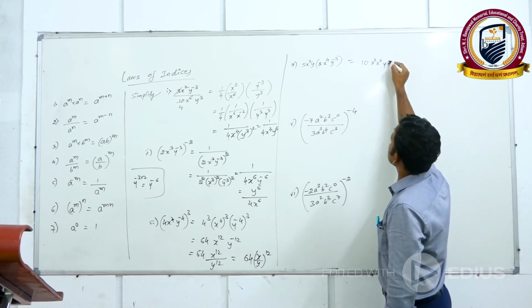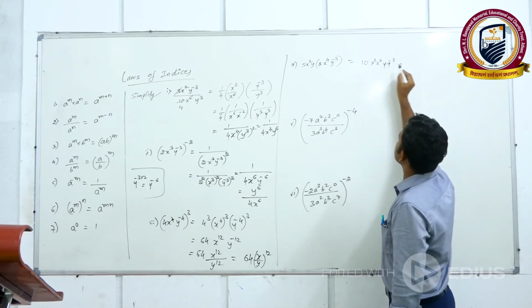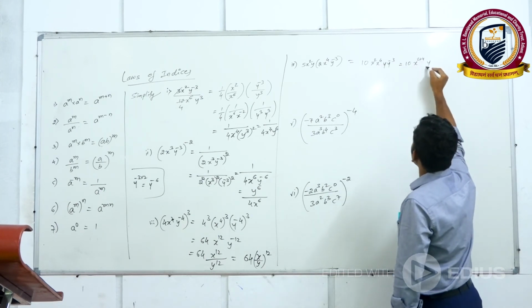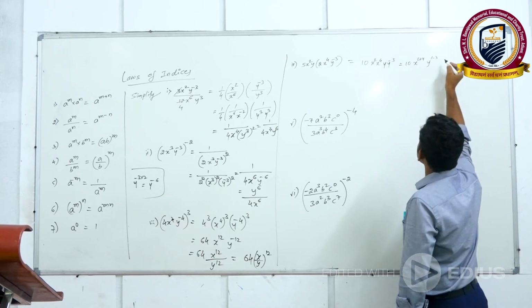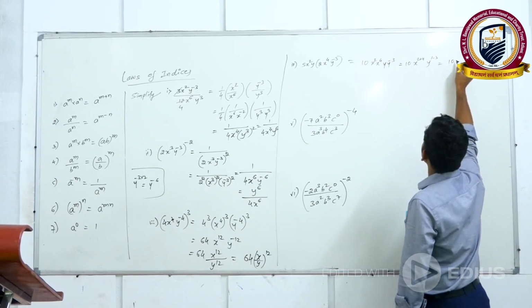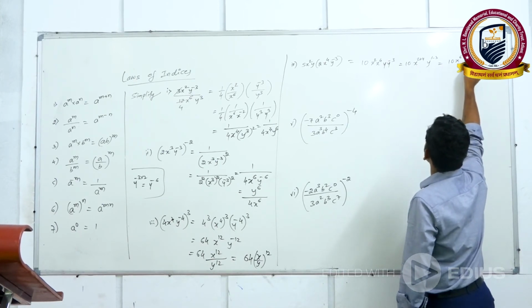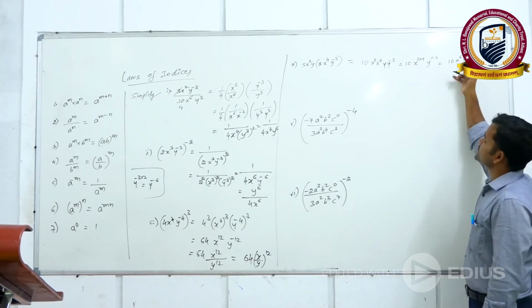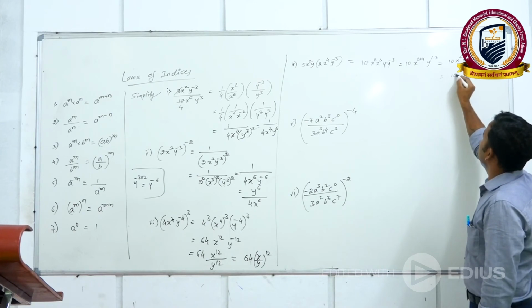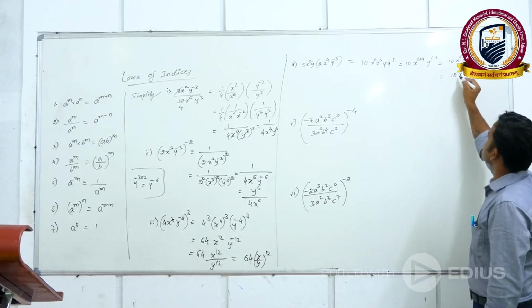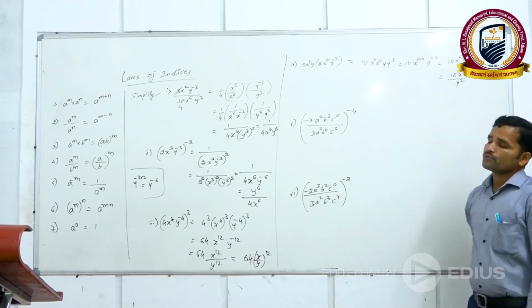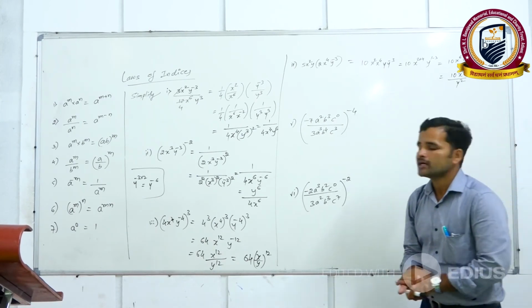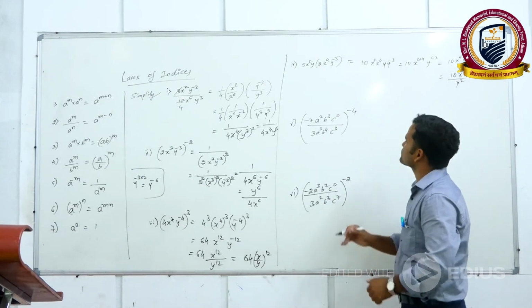y into y raised to minus 3. This is 10 into x raised to 2 plus 4, y raised to 1 minus 3. Yes, we have 10 into x raised to 6, y raised to minus 2. This y raised to minus 2, take it to the denominator. 10 into x raised to 6 divided by y square is the answer. That is the simplified form of the given algebraic expression.